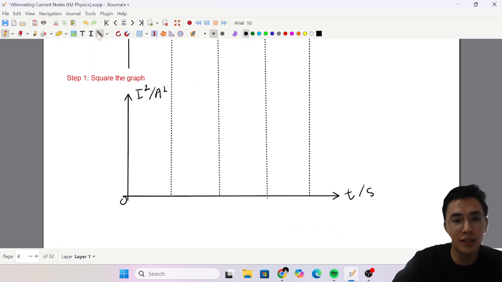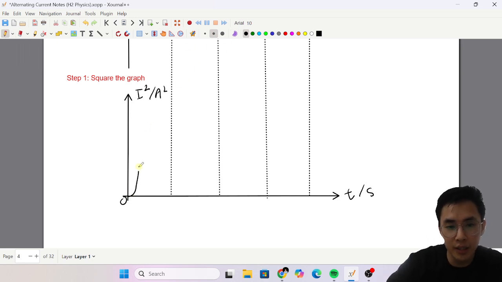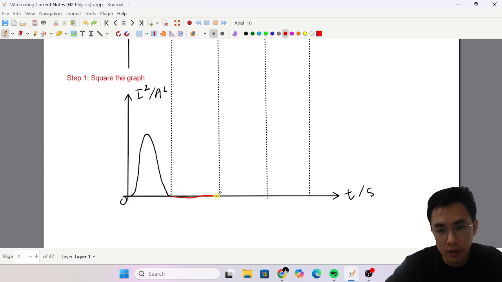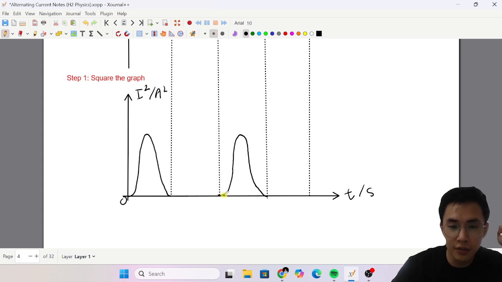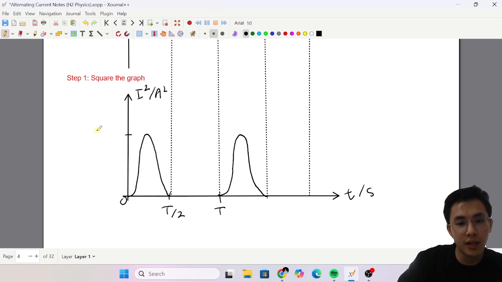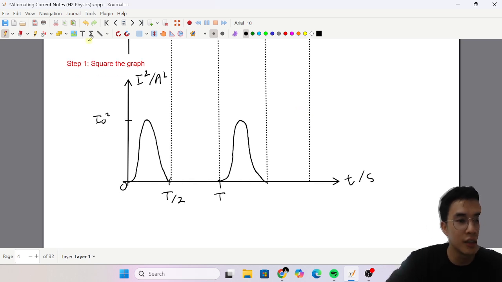So now, how does the I squared graph look? Well, it's like your sine squared graph, and so you get something like this, and then 0 here. After that it repeats itself like this, and then 0 again. So this is a squared graph already. This is T over 2, and this was I naught squared. So step 1 is done already. We squared the graph. Now what is step 2?